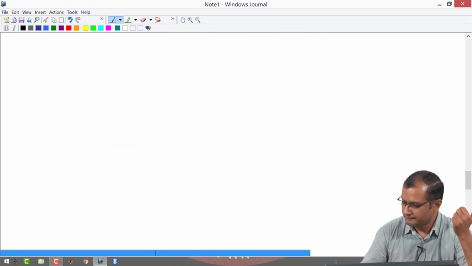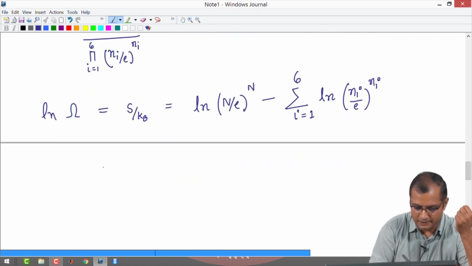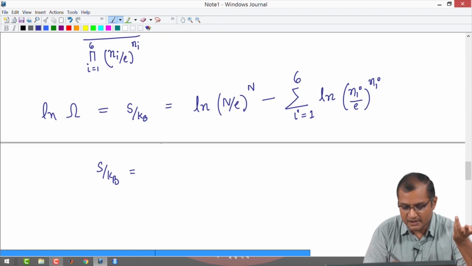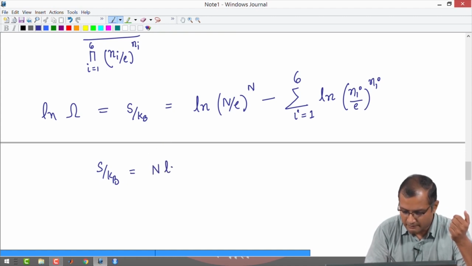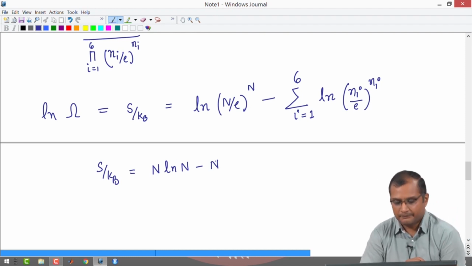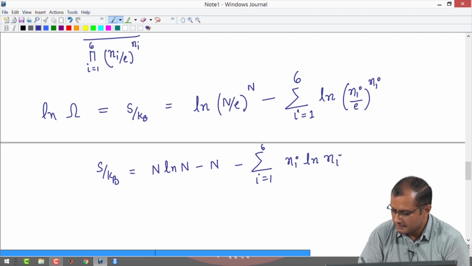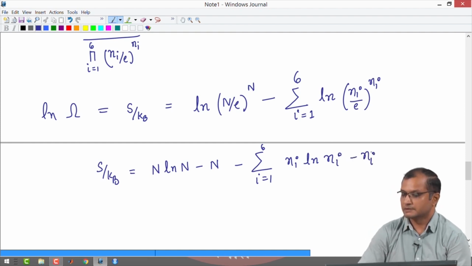okay. And you can write now this as S over Kb. Now, it is just a matter of simplifying things, and log e to the base e is taken as 1. So, this is nothing but n ln n minus n, that is the first term, okay, minus summation i going from 1 to 6, I am going to write it as ni ln ni minus ni, okay.